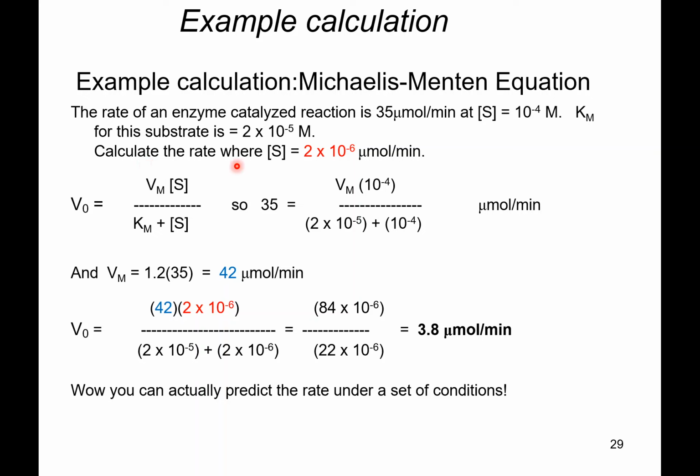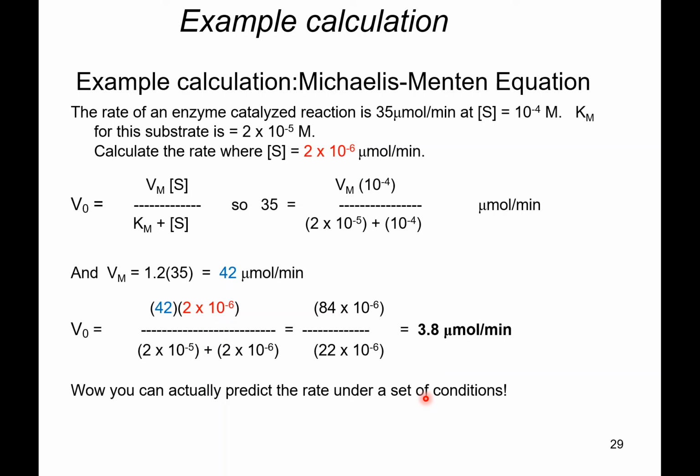So now the next step is calculating the rate where substrate concentration is 2 times 10 to the minus 6. Okay. So we found our Vmax is 42, so we can plug that in. We then plug in our new substrate concentration, and then we use the same Km value, and we use that to calculate the V naught, and in this case it's 3.8 micromoles per minute.